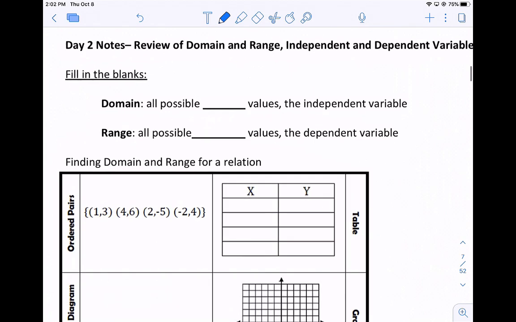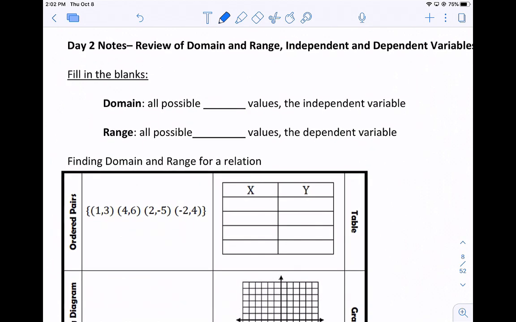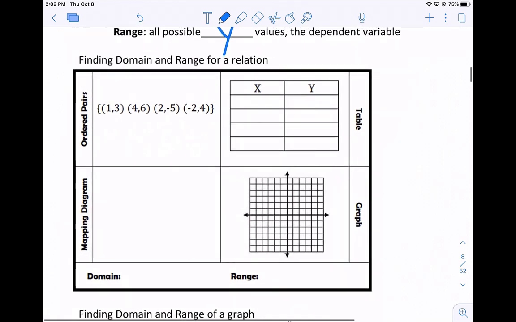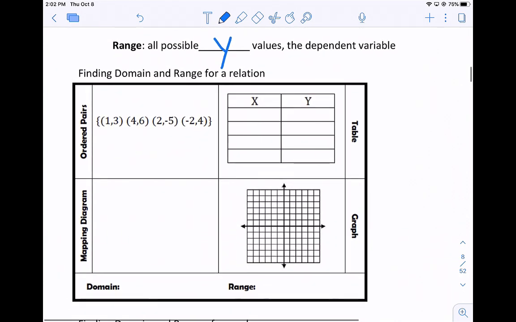So do you remember from before which letters we look at for x and what letter represents y? And so if you put x for domain and y for range, then you would be correct. So domain is all possible x values, range is all possible y values. An easy way to remember it is x comes before y alphabetically, just like D in domain comes before the R in range alphabetically.